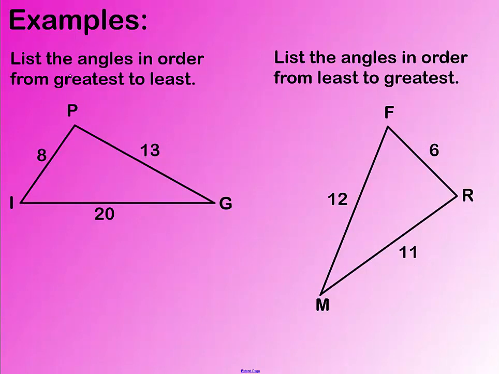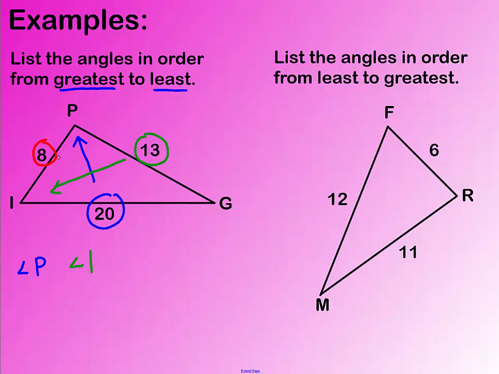Here we want to list the angles from greatest to least in order. So the first thing I'm going to do is find the largest side, which is 20. If I go across from that side, I get angle P. So that's going to be my largest angle. The next largest side is 13. Across from that is I. And then finally we have 8, that's the smallest. And across from that is angle G. So if I list these in order, from greatest to least, I would get angle P, angle I, angle G.